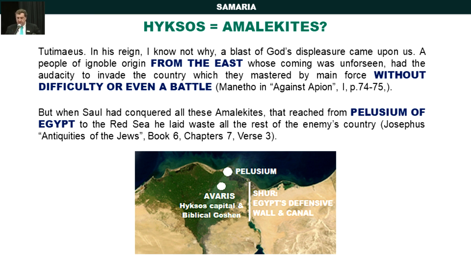Now, who were these mysterious Hyksos invaders from the east? Well, Velikovsky, in his book Ages in Chaos, argued that they were the Amalekites. Now, we later find that when Saul was sent to utterly destroy the Amalekites, their power base, according to Josephus in Antiquities of the Jews, extended from Pelusium in Egypt to the Red Sea.